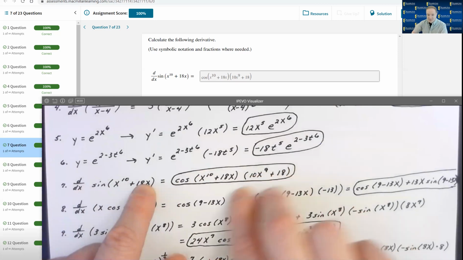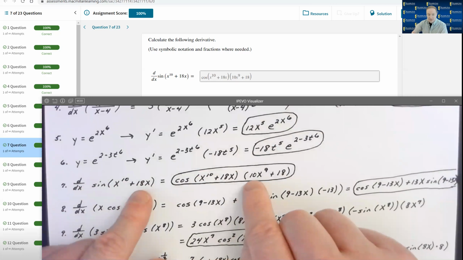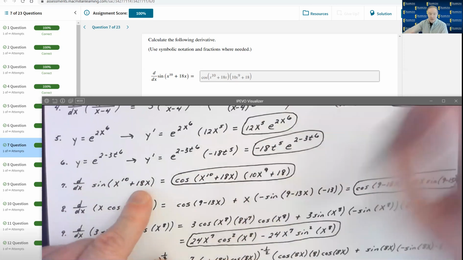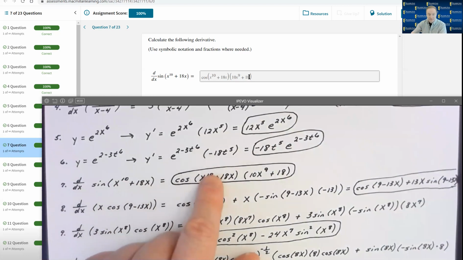I could have put this group out in front of the cosine, but it doesn't really matter in this scenario. It probably would have been a bit better, but you can see I entered it in just like I did on my paper, and Achieve accepted it, no problem.